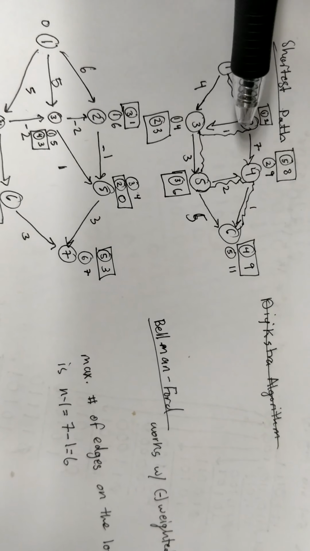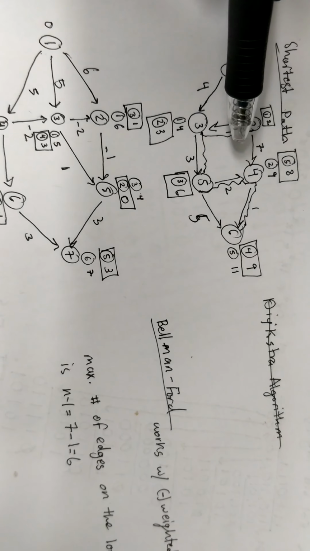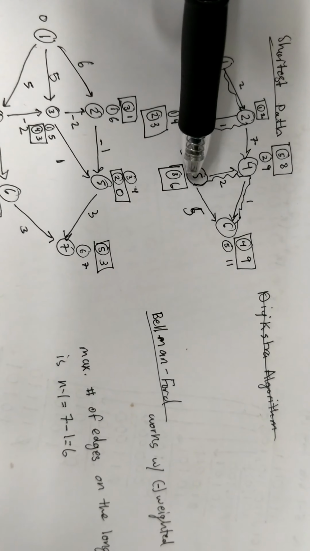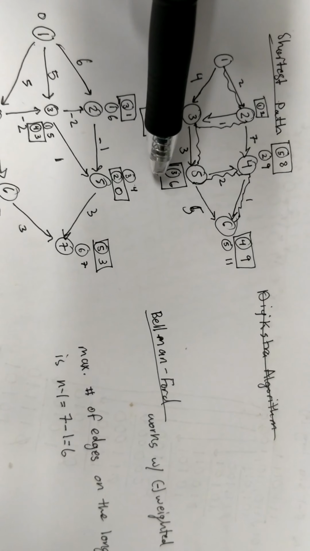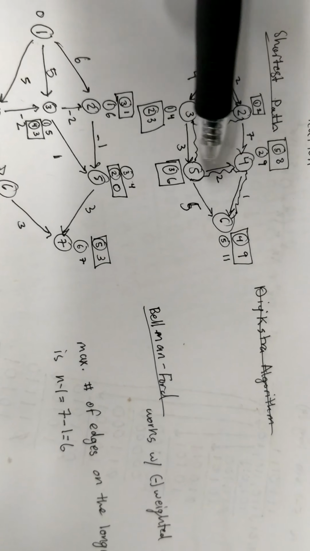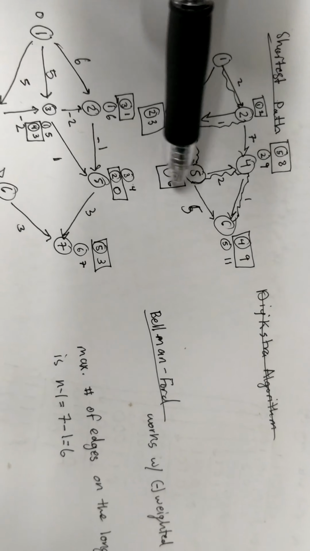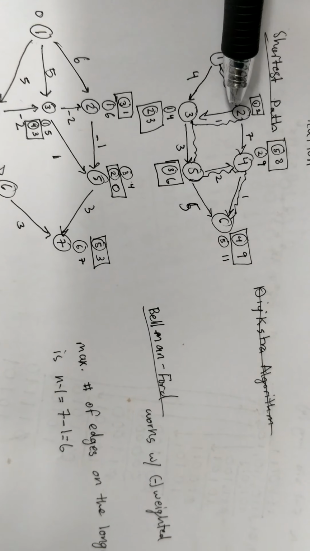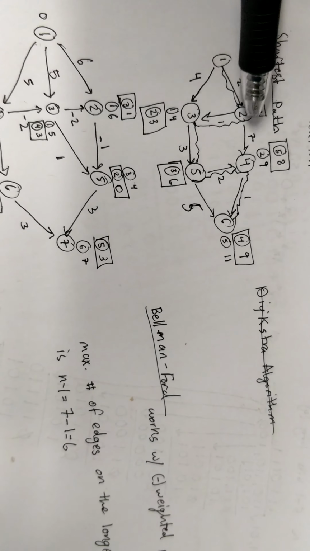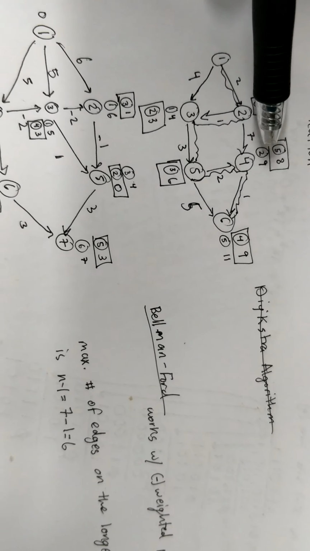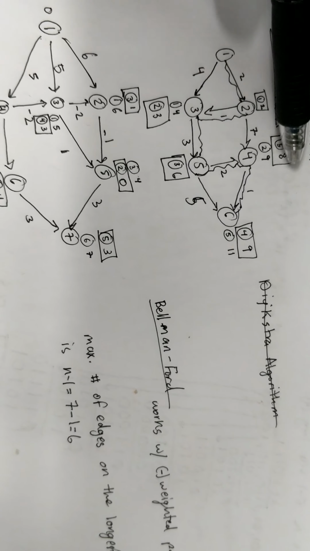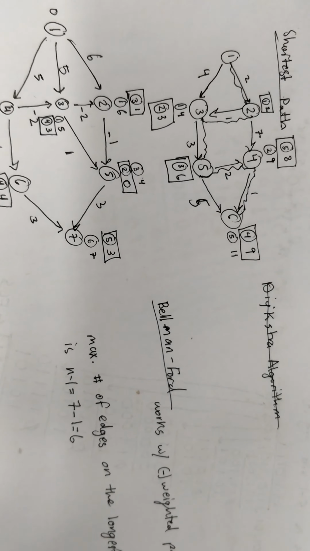For node 4, we see that there's two ways to get to node 4, and we have the shortest path for node 2, and we have the shortest path for node 5, so we say that the cost to go to node 4 from 5 is 6 plus 2, which is 8. And the cost to go to node 4 from node 2 is 2 plus 7, which is 9. Now we see that the cost to go from 5 to 4 is lower, so we use that as the shortest path to go to number 4.